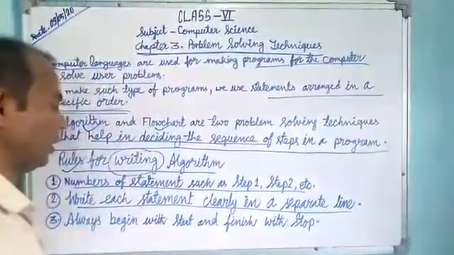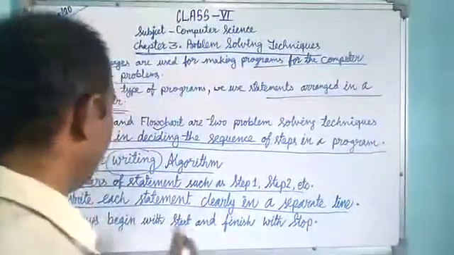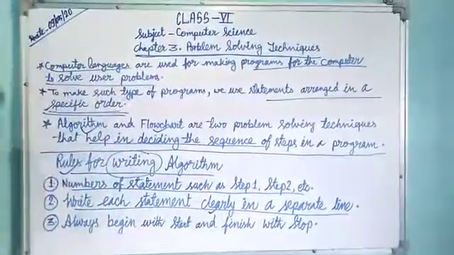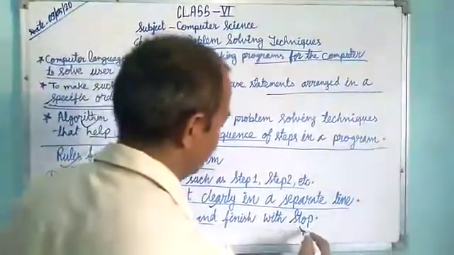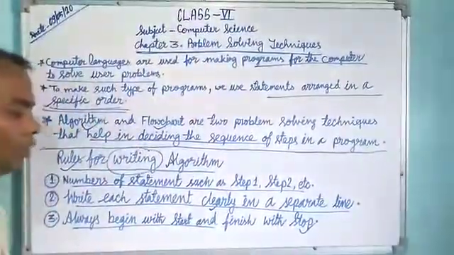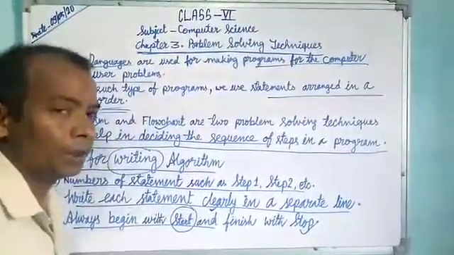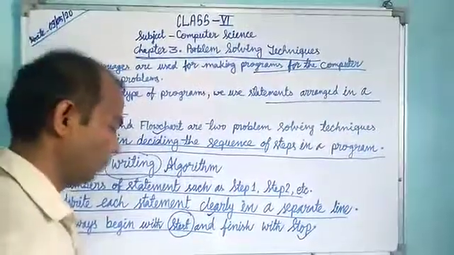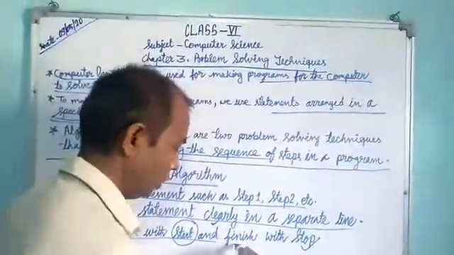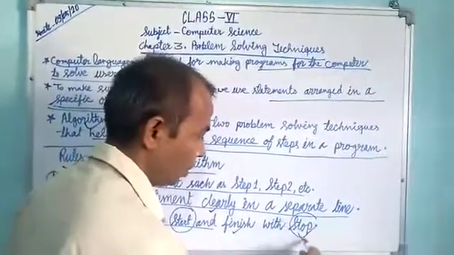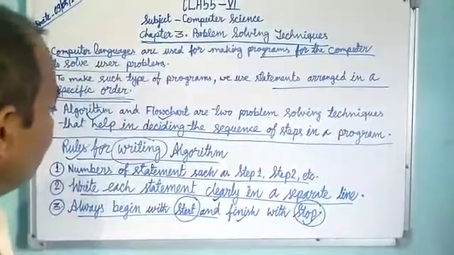If you have to write the second step, then you have to go to the next line and write it clearly. Again, always begin with start and finish with stop. So whenever you are writing any type of program, first of all you have to write the start, and after that you have to write the steps, and at last, whenever it is going to finish, you have to write the stop, and in this way you are writing the program.